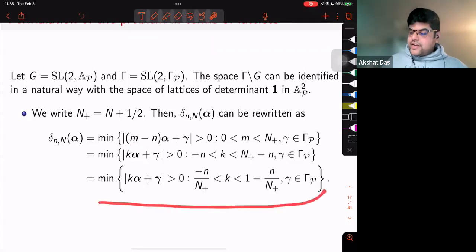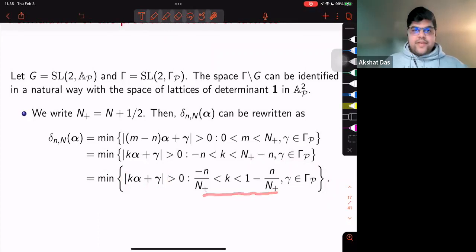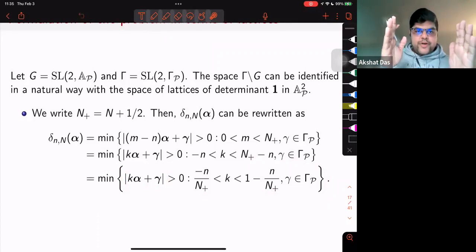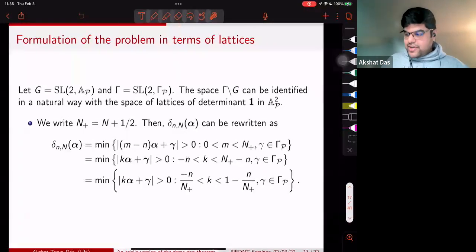So then we can rewrite the nearest neighbor distance in this form. We are basically taking the minimum over the absolute values of k alpha plus gamma, where it is important to note that k is lying in this strip of length 1. So this is the important part. There is a lattice here somewhere in the background, and we need to figure out what that lattice is. That is the most immediate goal over here.